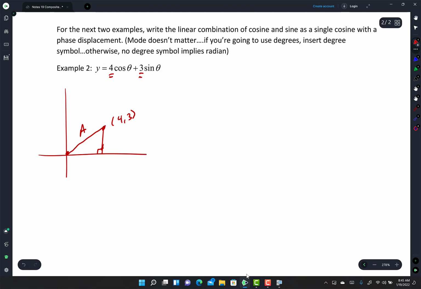So you can tell, you don't need to do Pythagorean theorem if you already see it. This is a 3, 4, 5 triangle. But if you don't see it, guys, it's no big deal. 4 squared plus 3 squared equals the square root of 25, which is 5.